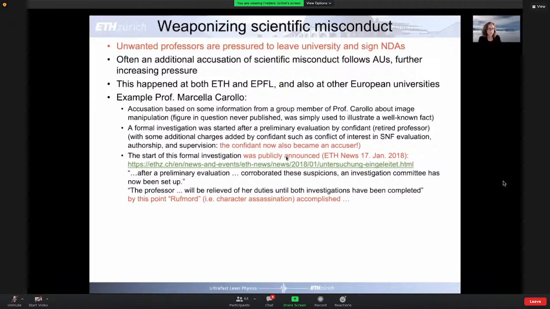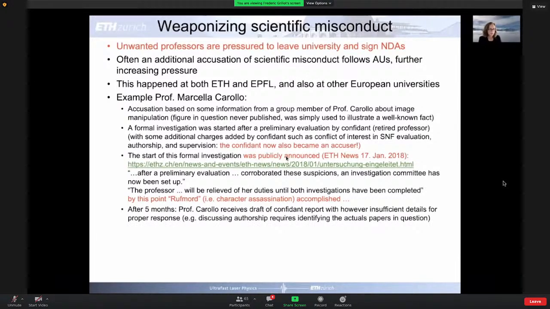This additional escalation in the grievance process was used to relieve her of all her duties. All people in her group were removed from her. By this point, character assassination, Rufmord, was accomplished. There was no need for this public announcement in principle, and it hurts the person very strongly. And then there was no need to speed up the clarification of the accusation, because Professor Carollo never received the detailed information so that she could actually defend herself, because discussing authorship requires actually identifying the paper in question.